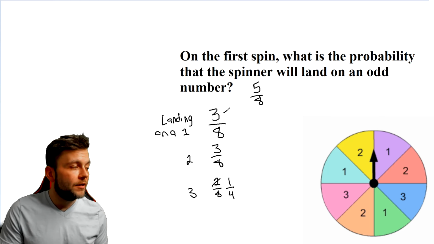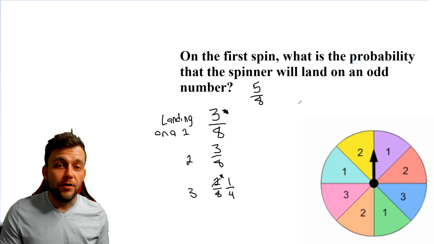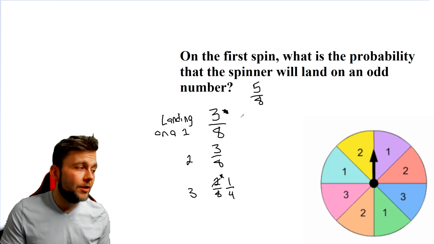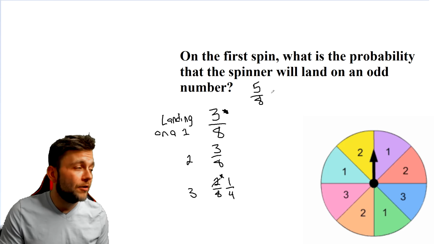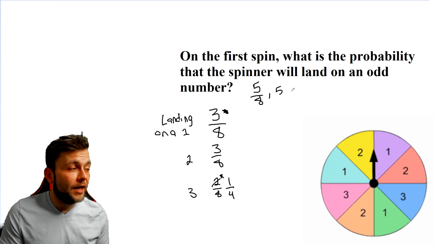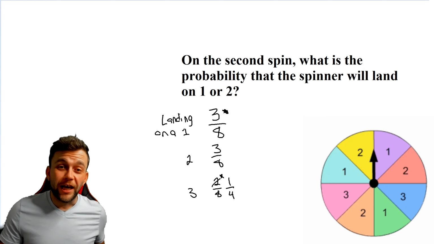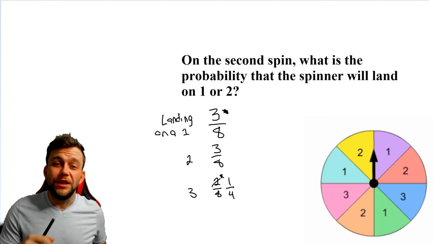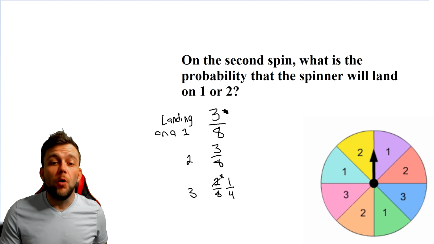We have added our 3 and our 2 here, our non-reduced fraction, our not simplified fraction. We've added those two together because they have the same least common denominator, and that gives us our probability of 5 out of 8. That is the first question dealing with this spinner. Now we have our next question, which is on the second spin, what is the probability of the spinner landing on a 1 or a 2?